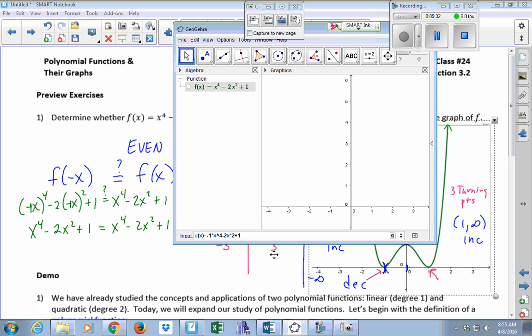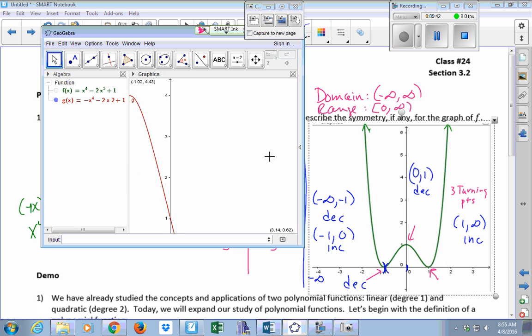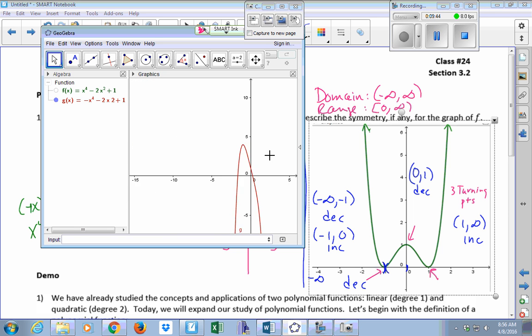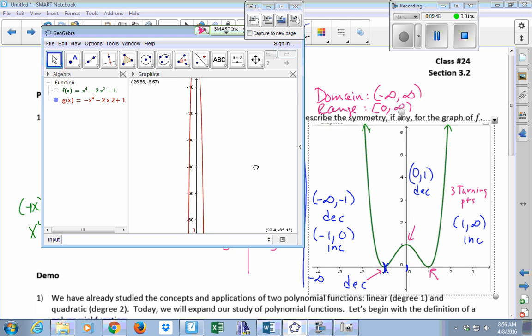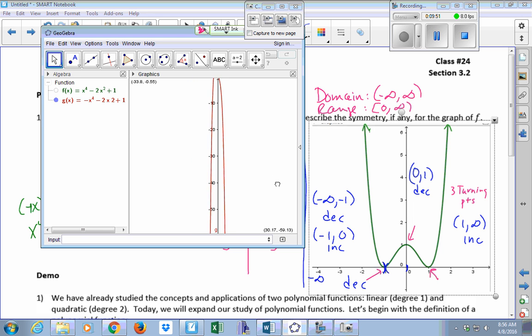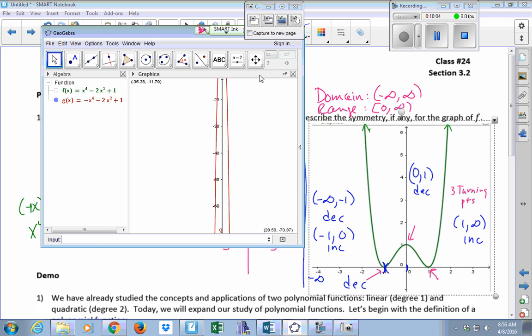So we've put that function into GeoGebra. Let's see what we get. Oops. I can't even see it. Well, we'll just make it smaller and smaller and smaller. Oh, that really changed the picture, didn't it? Oh, that's why it's so weird. I need to square that 2x. All right. There we go. Now we're okay, right?